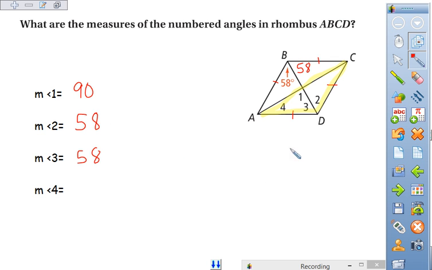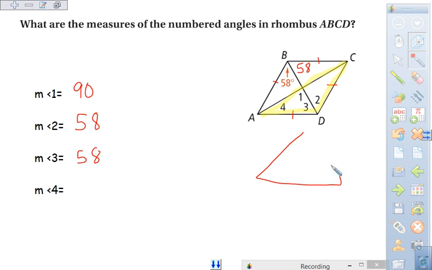So if I just redraw this triangle on the bottom, so I am redrawing the pink triangle. I know that this angle is 90, angle 3 is 58, so that pink triangle has to add up to 180, so my missing angle is going to be 32. 180 minus 90 minus 58.